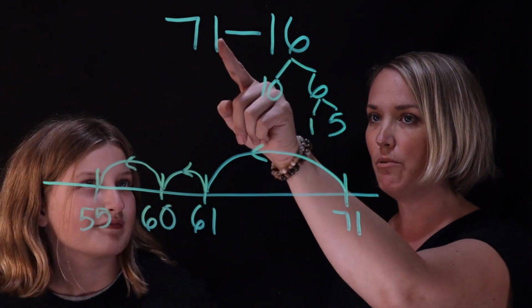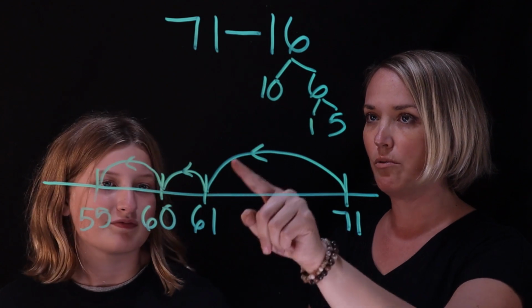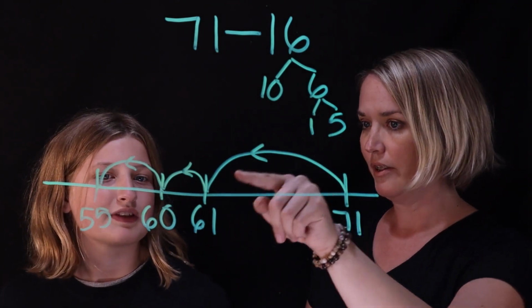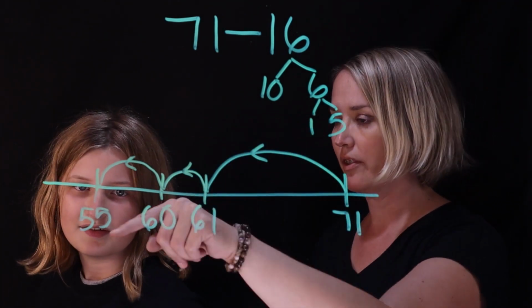That was awesome. So 71 minus 10 gives you 61. Minus 1 gives you 60. And then minus 5 gives you 55.